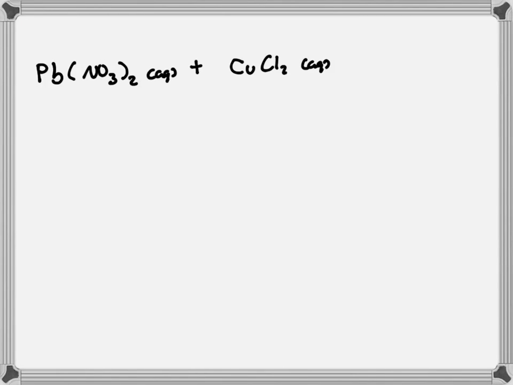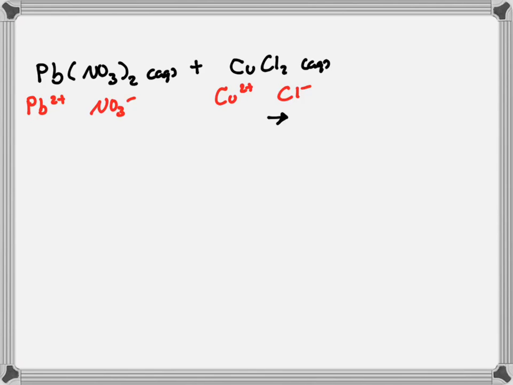All right, so when we go to predict our products, let's see what these are made of. So I have lead 2. Actually, here, I'll change colors for you. So my ions here, I have lead 2 and nitrate. Here I have copper 2 and chloride. Those are the ions that these are made up of. So now we're going to pair up the opposite ions.